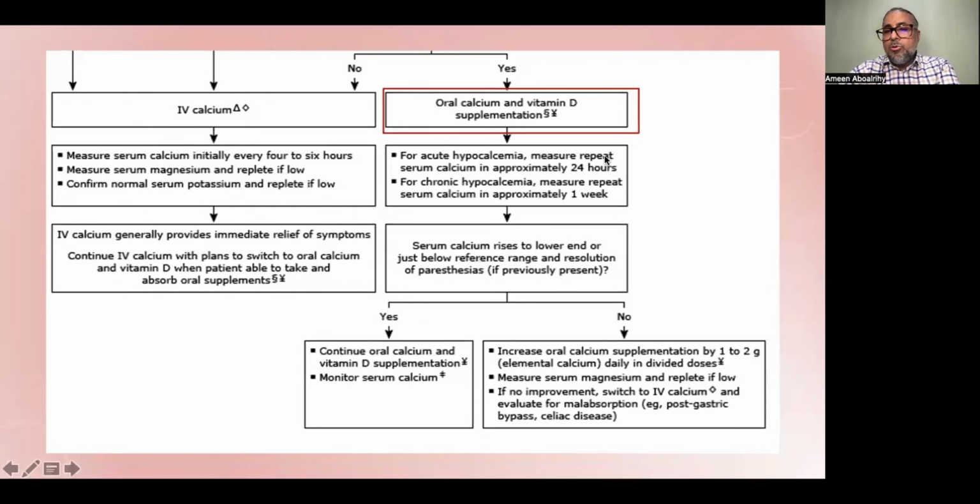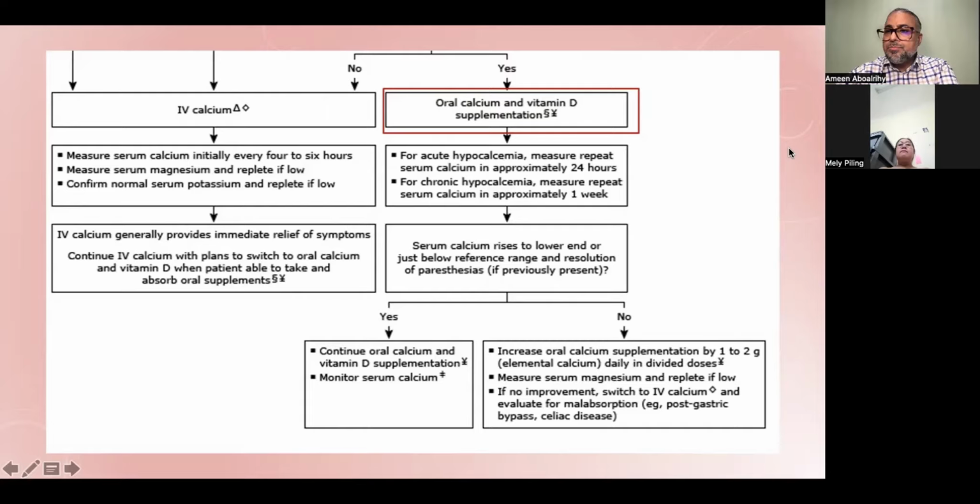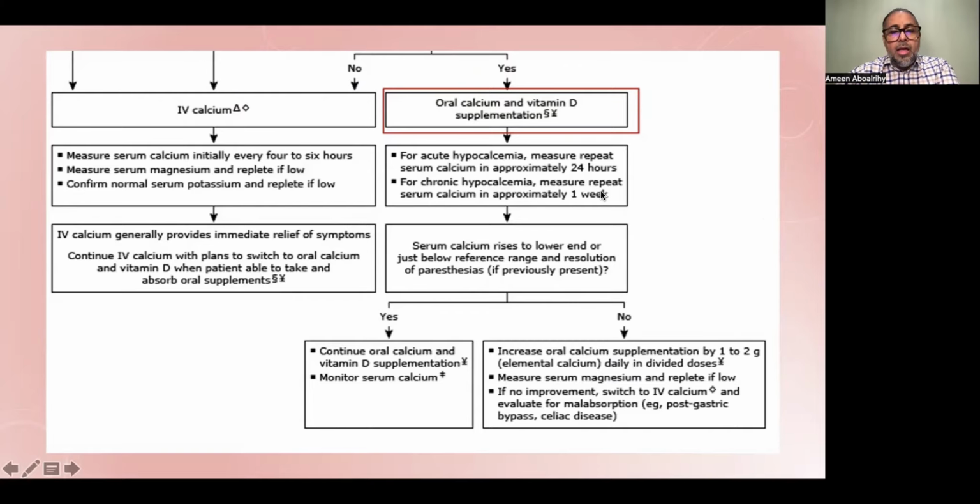So if you need to give oral calcium supplement, we're talking about acute hypocalcemia with mild symptoms and a calcium level above 1.9 millimole. Those are the ones that you could give oral calcium. And when you give them, you retest your calcium level within 24 hours. For chronic hypocalcemia, you don't need to do it in 24 hours, of course. You would do it after about a week. Then you check the calcium.